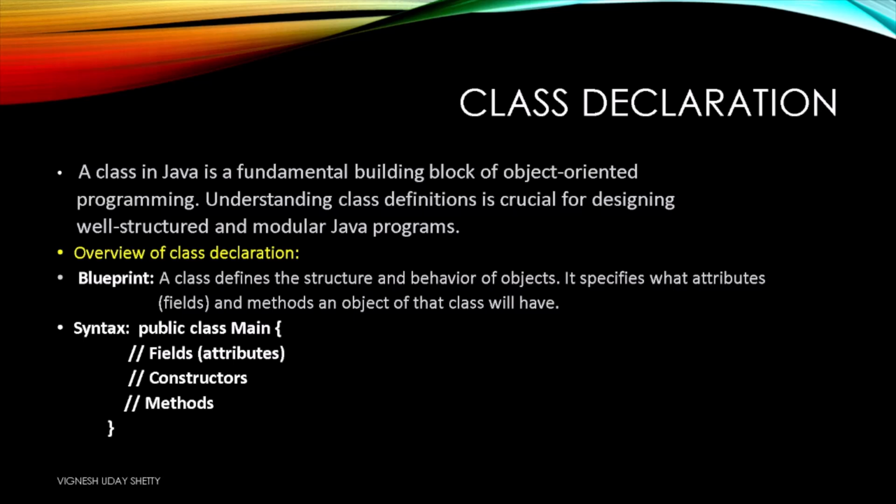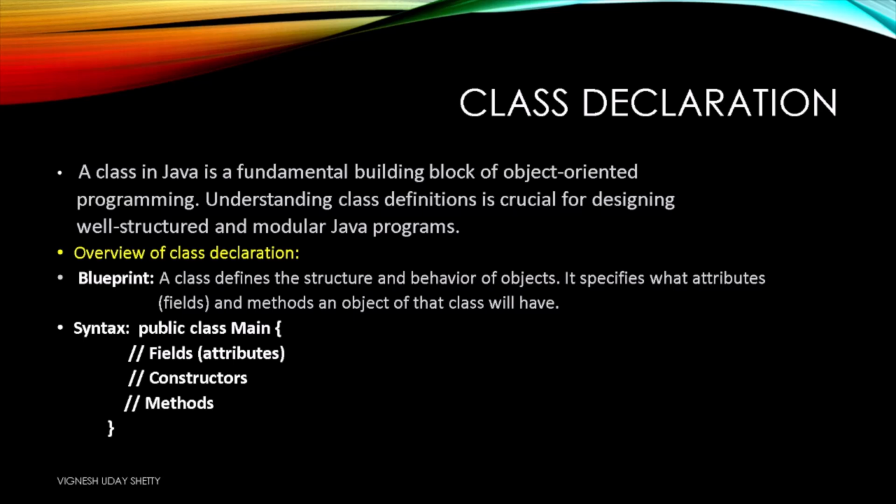Now, an overview of class declaration. We are familiar with the definition that a class is a blueprint for a given program, where a class defines the structure and behavior of objects. The whole thing in a Java program is based on object orientation. It revolves around the creation of classes and objects. It specifies what attributes and methods an object of that class will have.